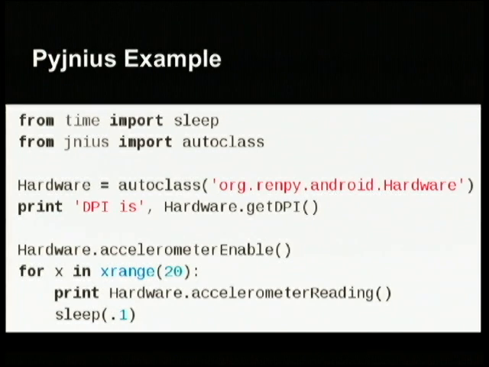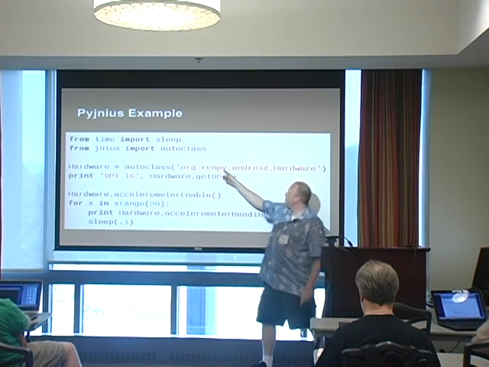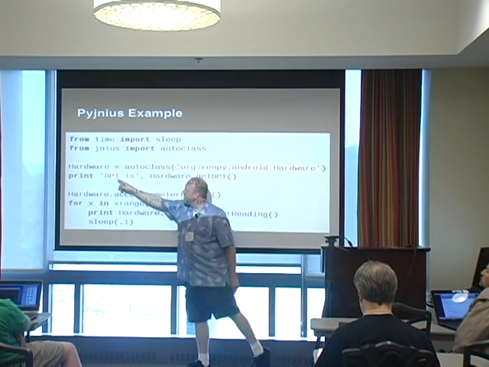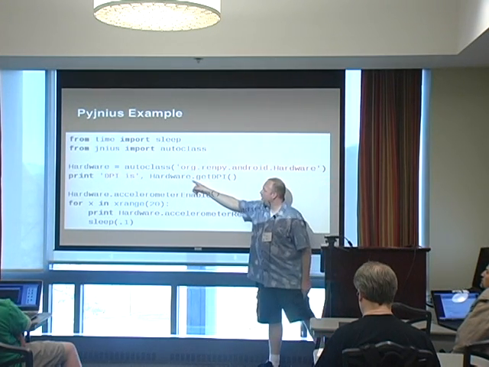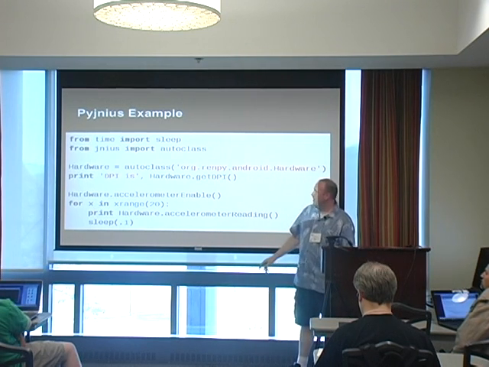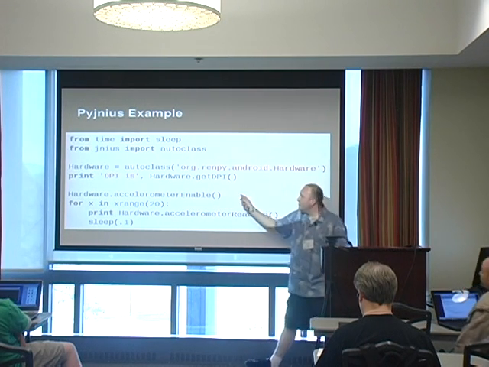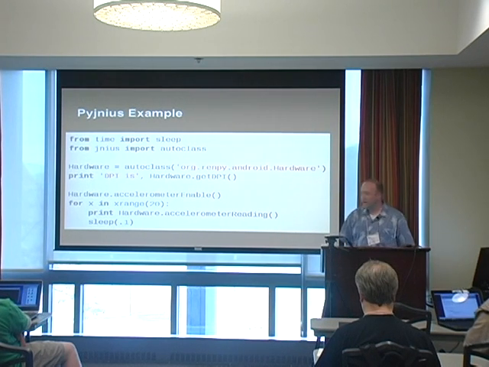This is an accelerometer example from the website. What we do is we import autoclass from jnius, and this is how you wrap the Java class. So we're going to take this org.renpy.android.Hardware class, and we're going to wrap it. And so now in Python, we can just refer to that as Hardware. So you can do things like hardware.getDPI. You can do things like hardware.accelerometerEnable. So you can get at this kind of hardware now through regular Python calls.